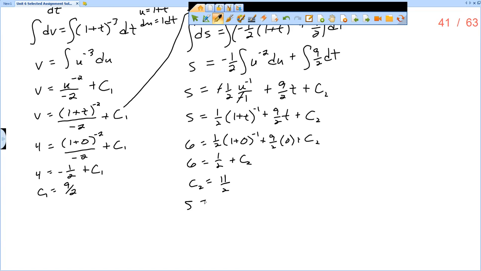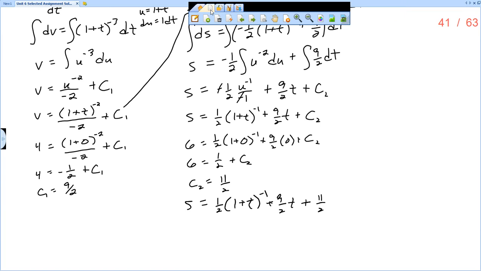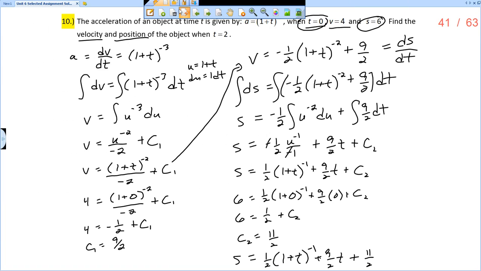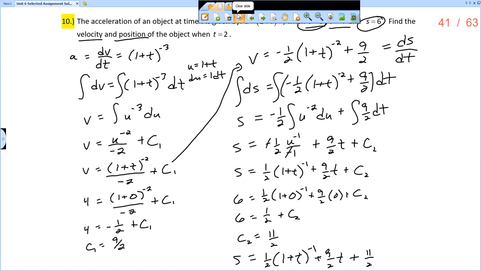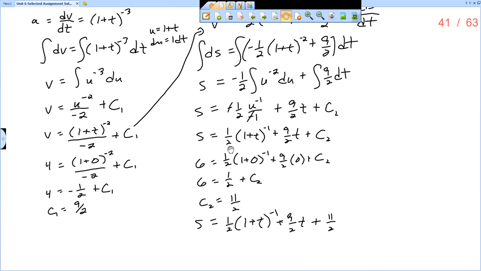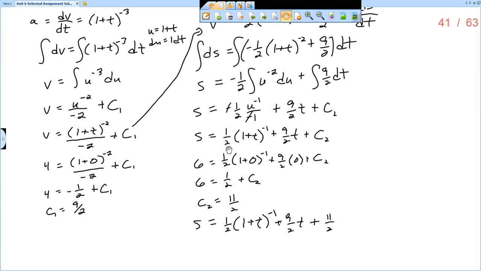All right, so that means that the s equation is 1 half times (1 plus t) to the negative first, plus 9 halves times t, and then plus 11 halves. Now, go back up to what the question says, though. The question says find the velocity and position of the object when t is 2. So what is that really asking us to find? Well, it's asking us to find v of 2 and s of 2.